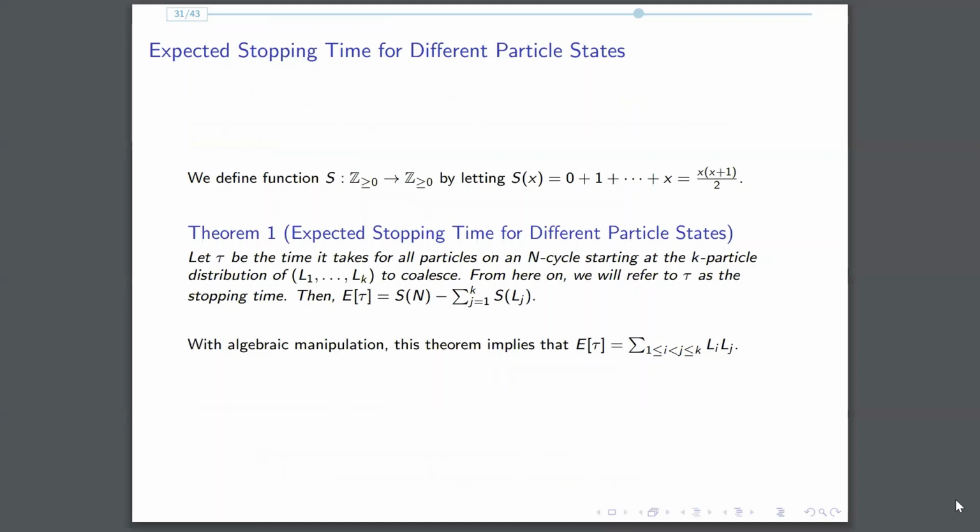So now we introduce the main theorem of this talk. First, we define a function S to be the sum of all integers from 0 all the way up to x. Theorem 1, the expected stopping time for different particle states. We define tau to be the time it takes for all particles on an n cycle, starting at the k-particle distribution of L1 to Lk, to coalesce. From here on, we will refer to tau as the stopping time. Then the expected value of tau is S of n minus the sum of all the S of Lj's. With algebraic manipulation, this theorem implies that the expected value of tau is the sum of the products of distinct lengths Li and Lj.